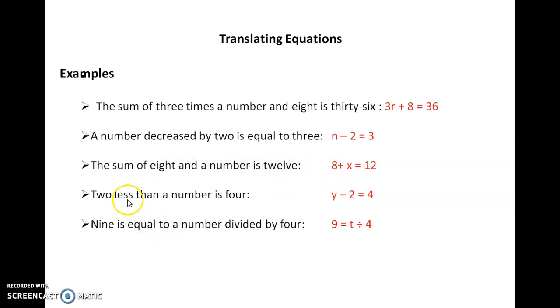2 less than a number is 4. So a number you are going to consider as y. 2 less than that, nothing but y minus 2, which is equal to 4. 9 is equal to number divided by 4. So 9 equal to, this is again you are going to replace "is" by equal to, and taking the number as t divided by 4. So t divided by 4.